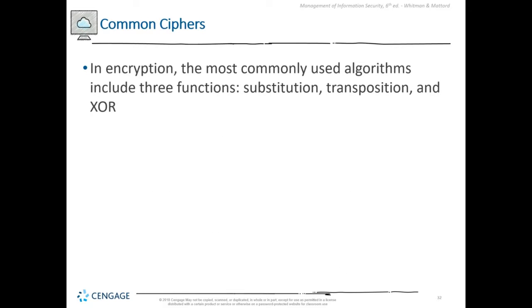In encryption, the most commonly used algorithms include three functions: substitution, transposition, or XOR. In the substitution cipher, you substitute one value for another. The transposition cipher simply rearranges the values within a block to create a ciphertext, and this can be done at the bit level, the byte level, or the character level. In the XOR cipher, the bit stream is subjected to a Boolean XOR function against some other data stream, normally known as the key stream.